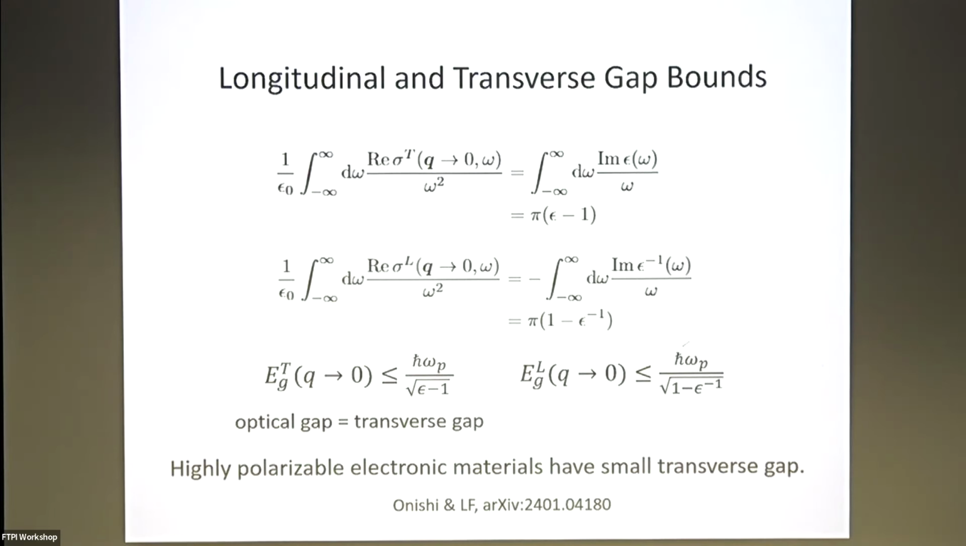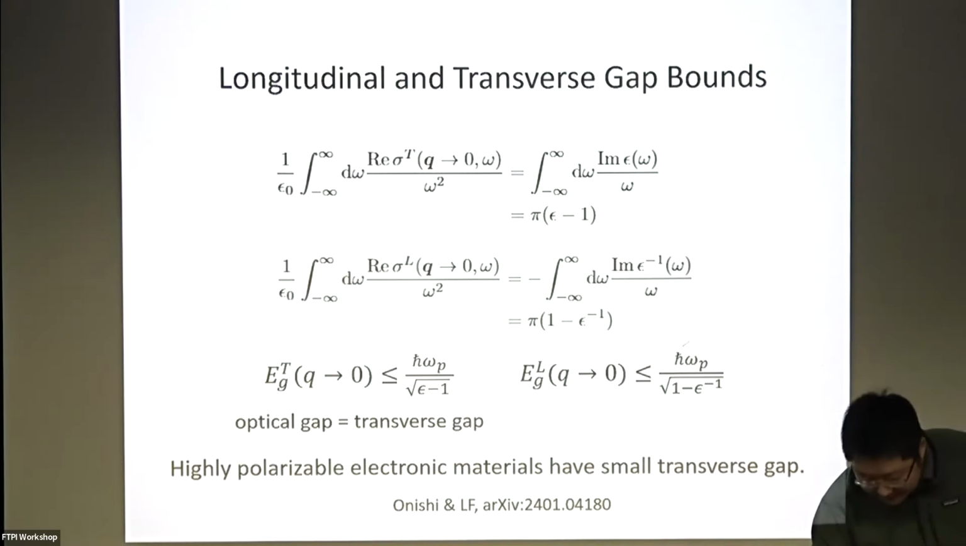And so if you have a highly polarized electronic material, when the static dielectric constant epsilon is large, then the transverse gap must be small. And for a metal, the DC dielectric constant diverges, so the transverse gap goes to 0. But the longitudinal gap remains finite. It actually is at the plasma frequency, as expected.